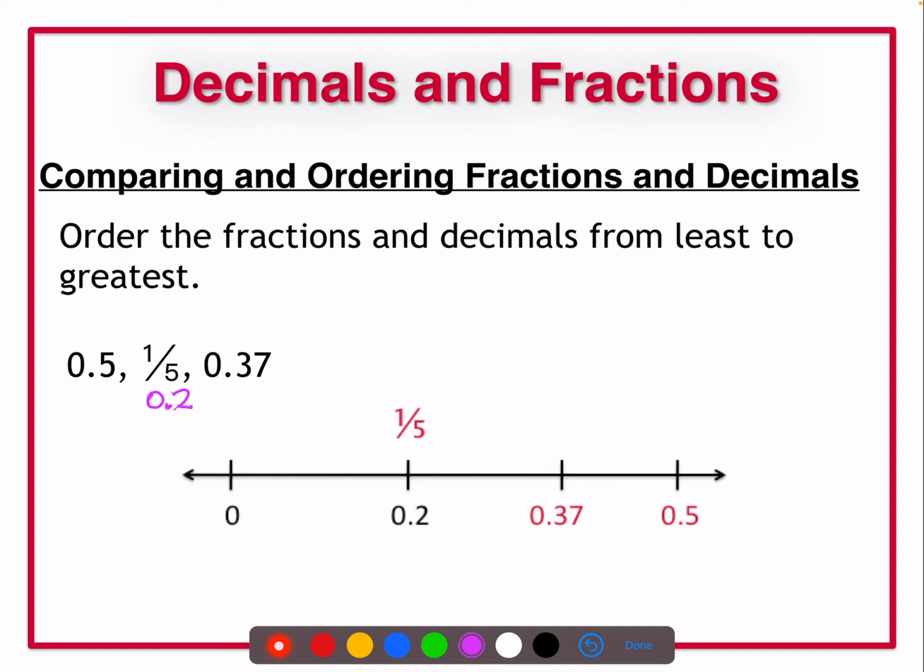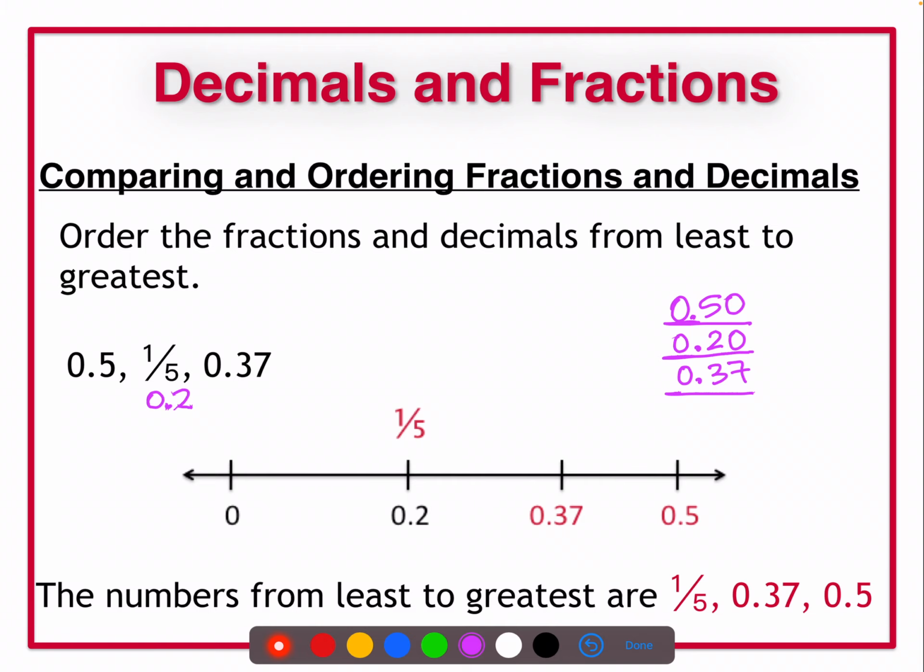Remember, when you're comparing numbers with different place values, you add zeros so you can compare and see which one is the smallest one. So as you can see, this is the smallest, and then 0.37, and the greatest one is 0.5. So for the numbers from least to greatest, you write the answer in the original form. So 0.2 was 1/5, so it's 1/5, 0.37, and 0.5. So now this will be all for this lesson.